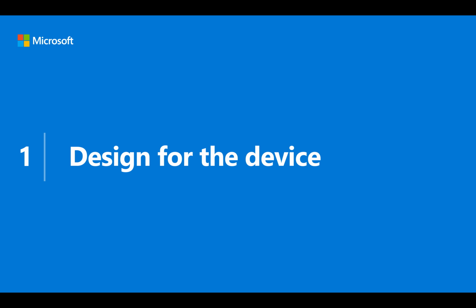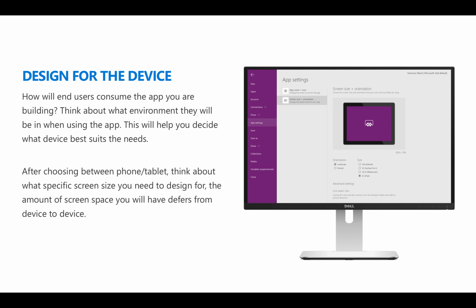So the first one that I want to start off with is designing for the device. Designing for the device is extremely important because when you start an app, you need to know what you're designing for. It's the first thing that you need to set in your app settings. And the reason why you need to know this is because step two is actually sketching, and you need to know what you're going to sketch for, whether it be a tablet or a phone. The sizes will change depending on what you need. And you need to think about this because it's how the end user consumes your app. Is the tablet more appropriate or is it a phone? It depends on the environment that the end user is consuming your app.